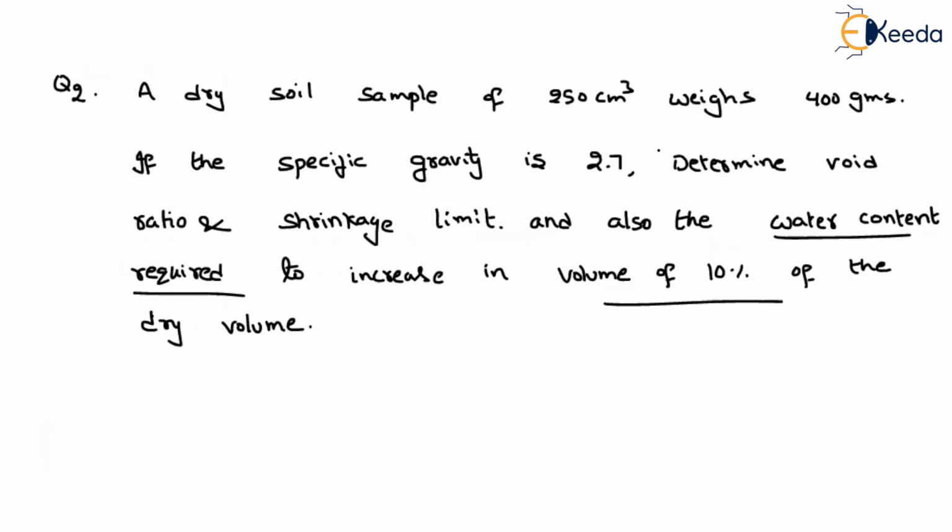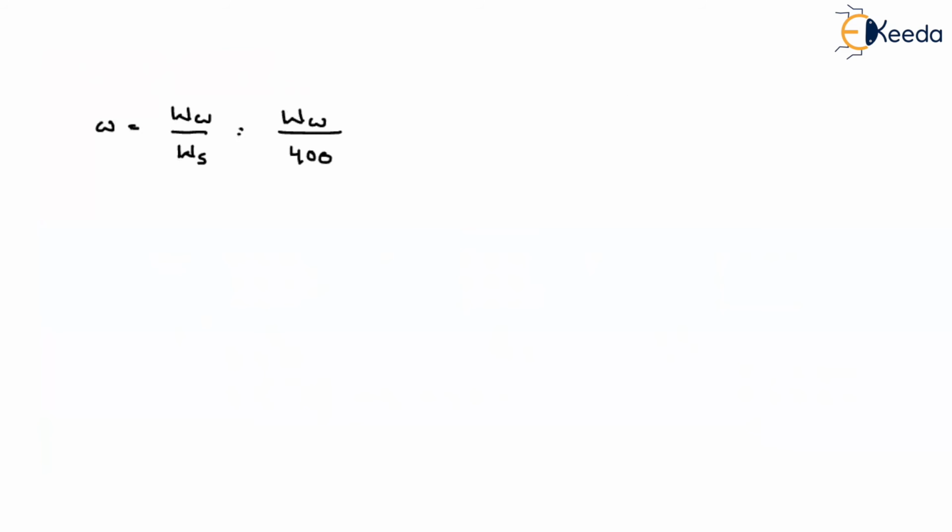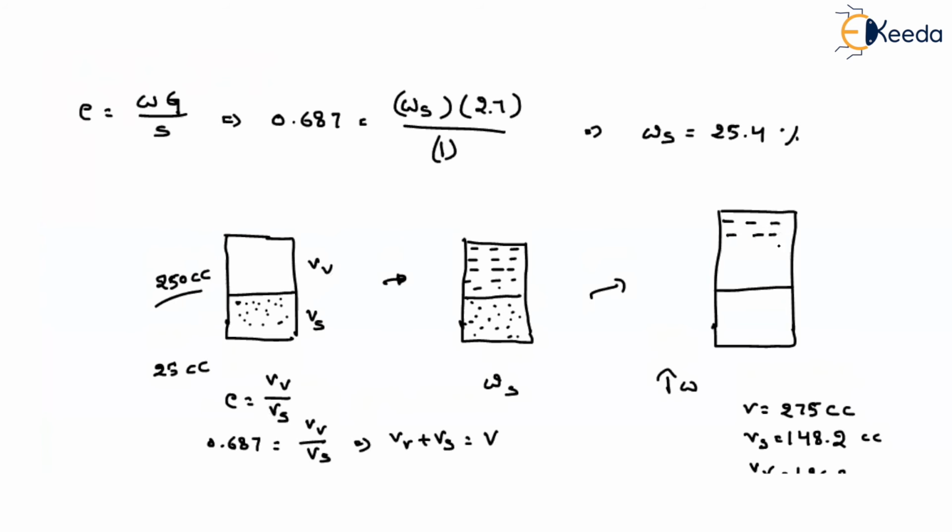Water content, in general for whatever limit, can be written as weight of water to weight of solids. Again the same question: will the solids volume and weight change? No, they will always be constant. So weight of water divided by weight of solids is always constant. In the question they have mentioned 400 grams, so the weight of solids is 400 grams. Now tell me, what about the weight of water? We already know that all the voids are completely filled with water. So what is the volume? It will be 126.8 cc.